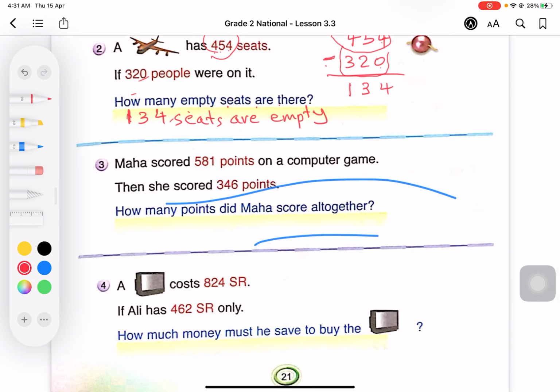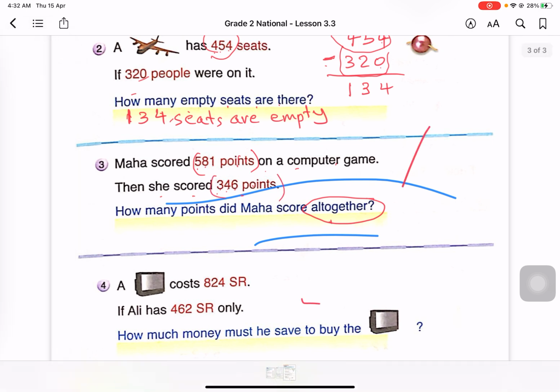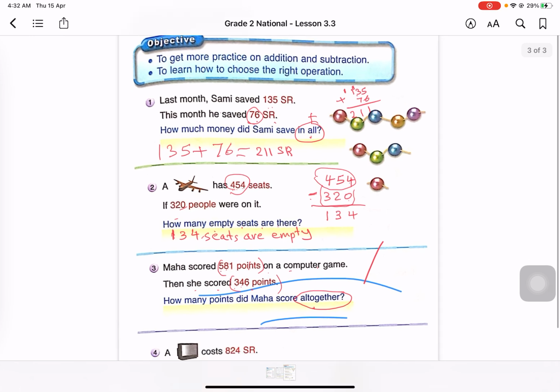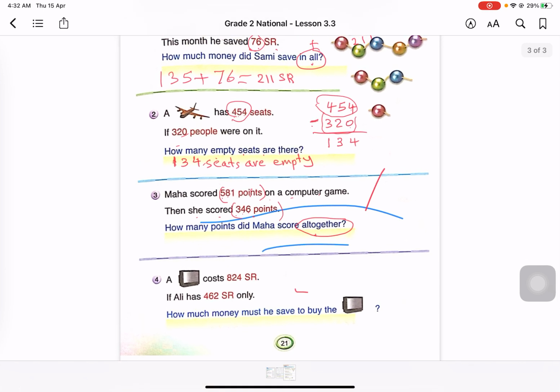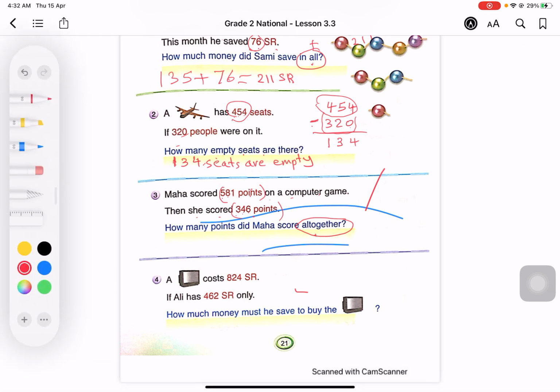Question number 3. Maha scored 581 points on a computer game. Then she scored 346 points. The first time she won 581 points. Then again she won 346. They said all together, this and this. If they say the word all together or in all, this means you are going to add how much did she score in the first game plus how much did she score in the second game. Okay, so you are going to add.